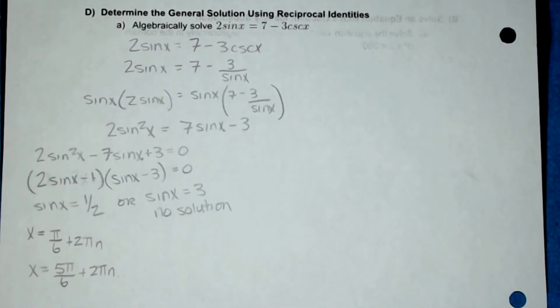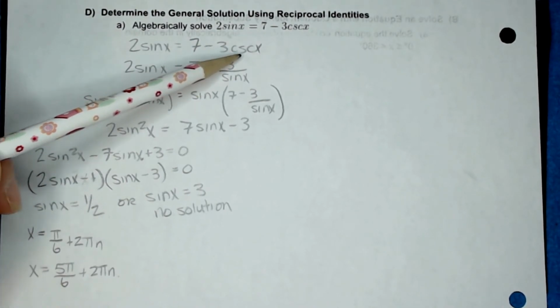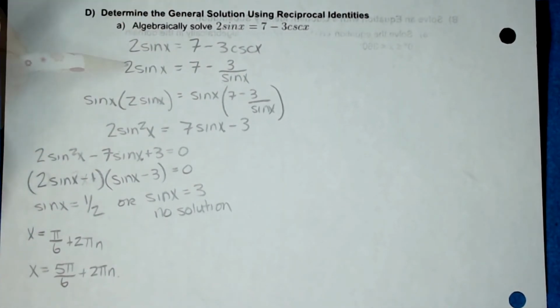The last question, determine the general solution using reciprocal identities. Algebraically solve 2 sine x equals 7 minus 3 cosecant x. Again, just like when you use cotangent and tangent, you're just going to take the reciprocal identity and break it down into its component parts. So we know that cosecant x is equal to 1 over sine x, and we just want to break that 3 cosecant x term down into that to get our question started.